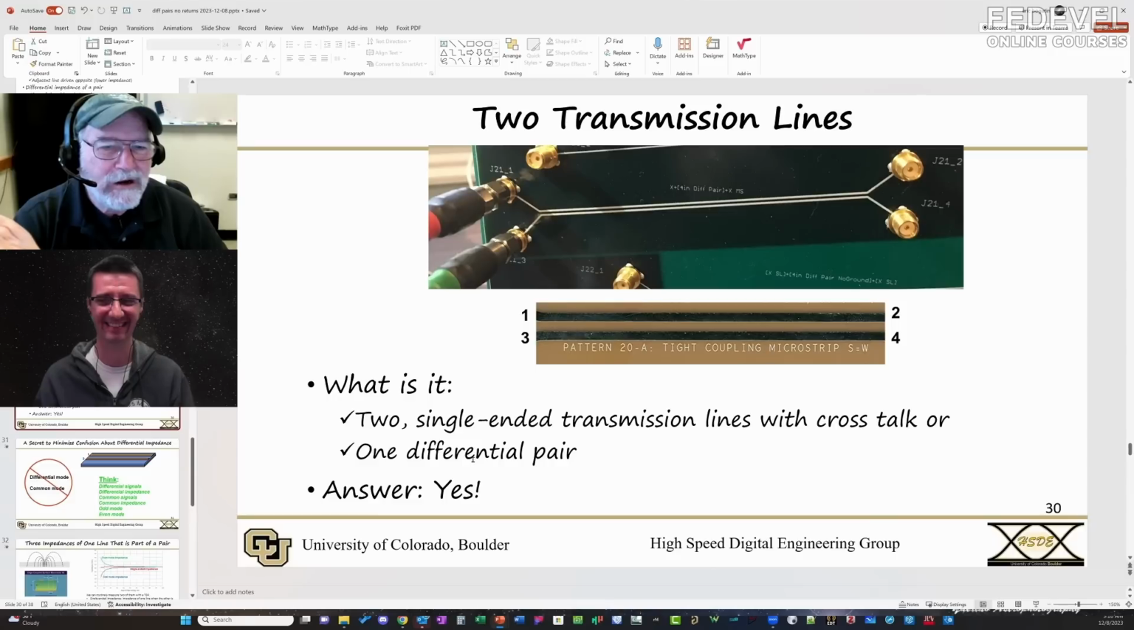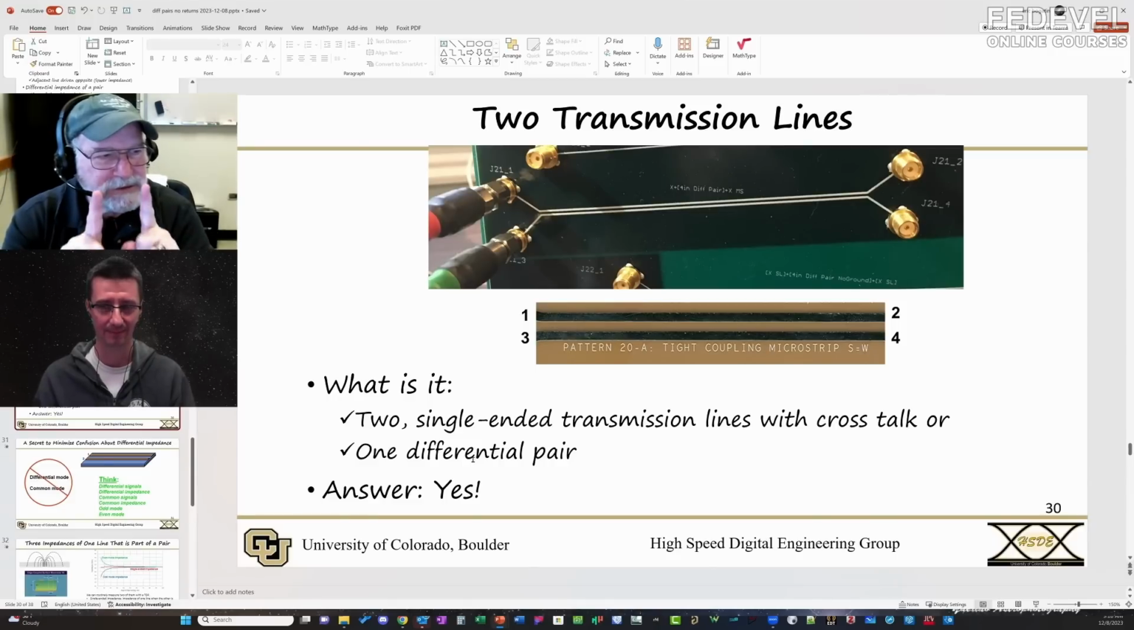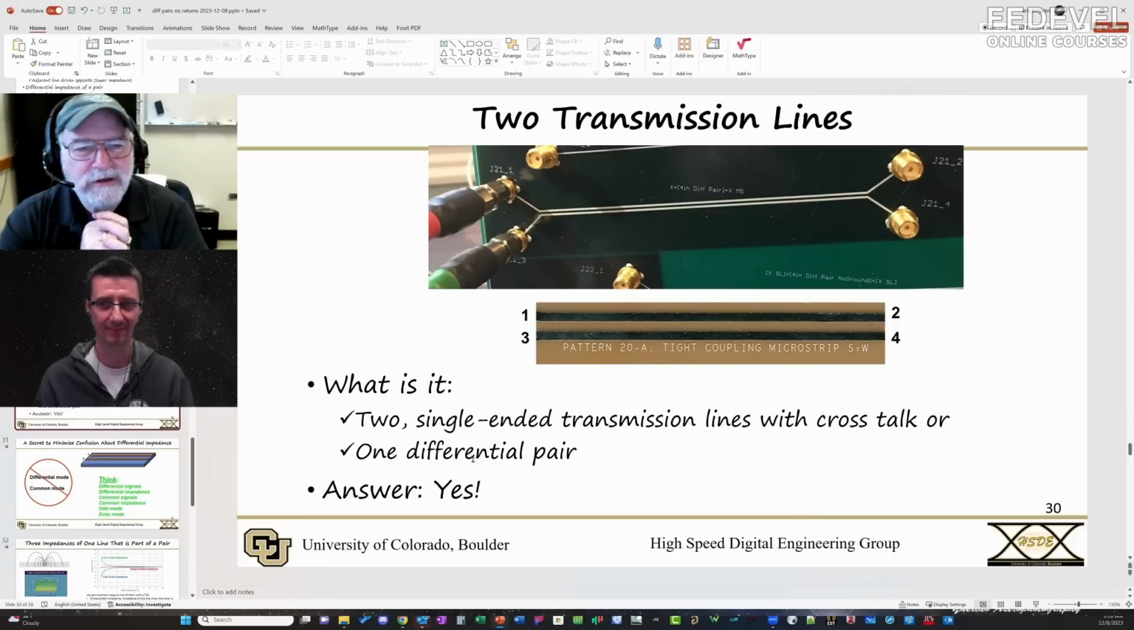And that's where we have to be thinking about. Remember, I said when you have a differential pair, there are two kinds of signals. There's the differential signal, there's the common signal. And any arbitrary signal that we put on the differential pair, we can describe as combinations of those two and only those two. And the common signal will, and the differential signal as well.